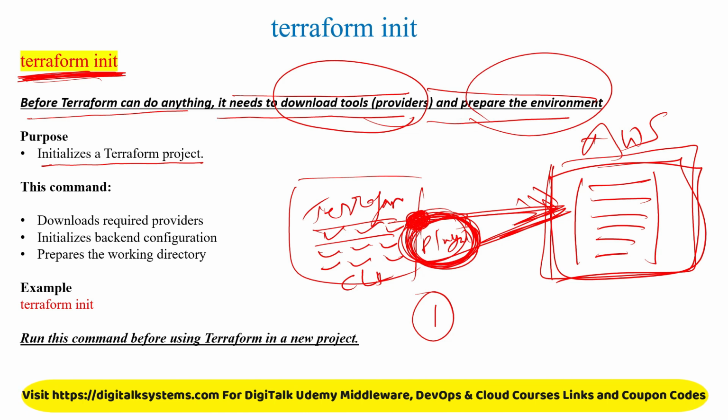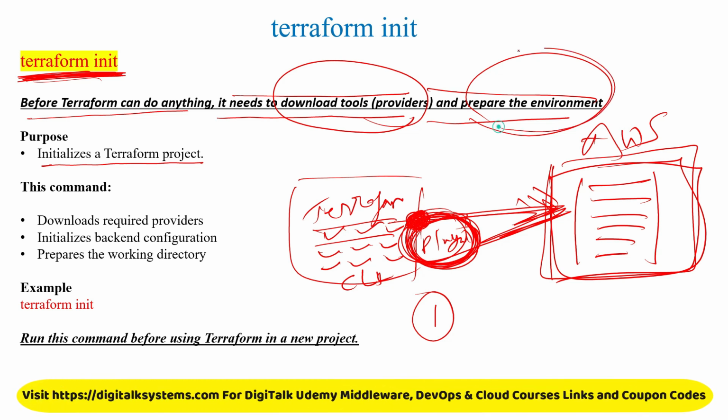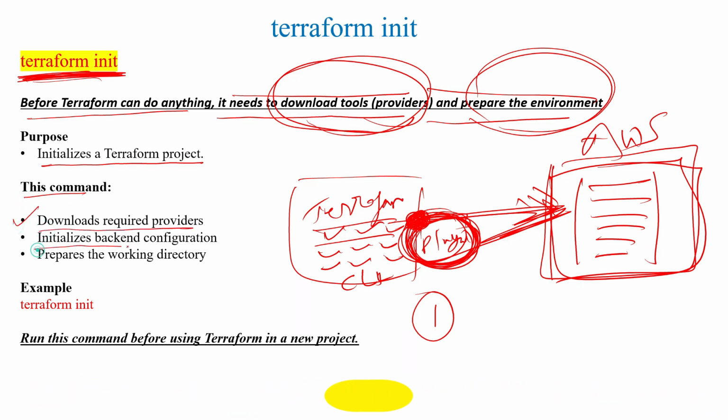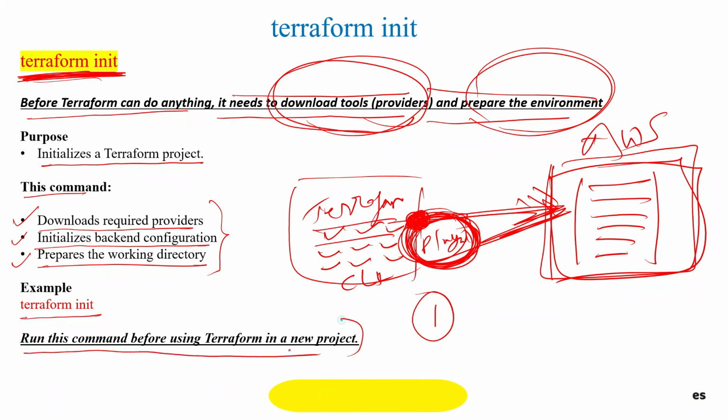So once you are creating the project for execution of the Terraform code, apart from the provider, it needs some internal files as well, or you can say internal code as well, okay? So it will prepare the environment for you, and along with that it will download the corresponding providers, right? So this command downloads the required providers, initializes backend configuration, and prepares the working directory. Whatever the working directory or project directory that you have created, the very first thing is you have to run the Terraform init command. So run this command before using Terraform in a new project.